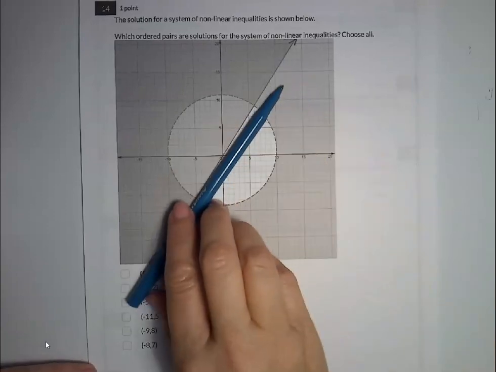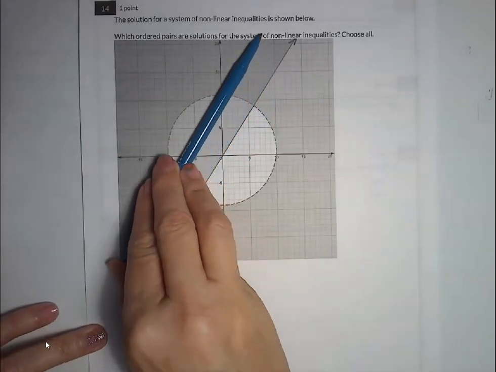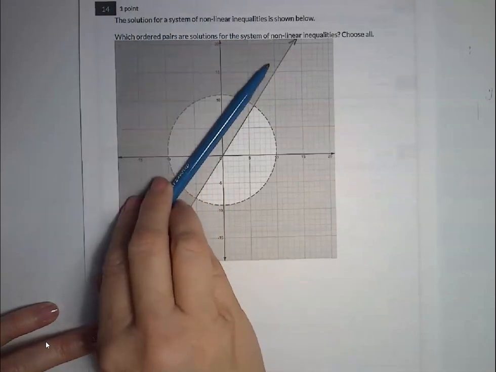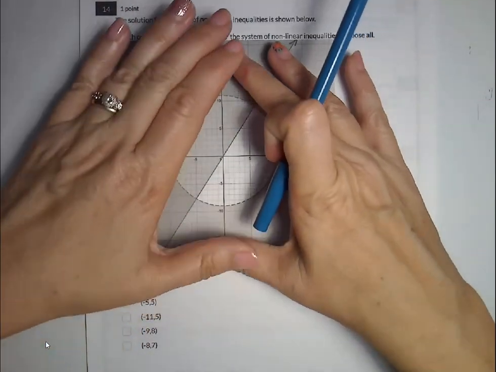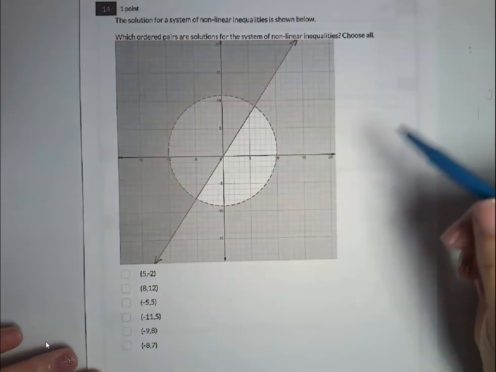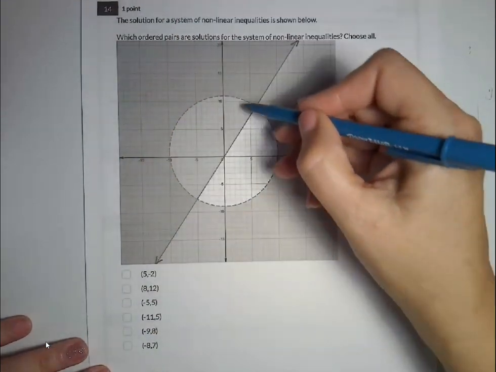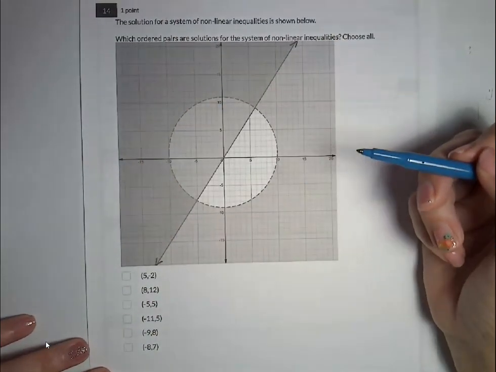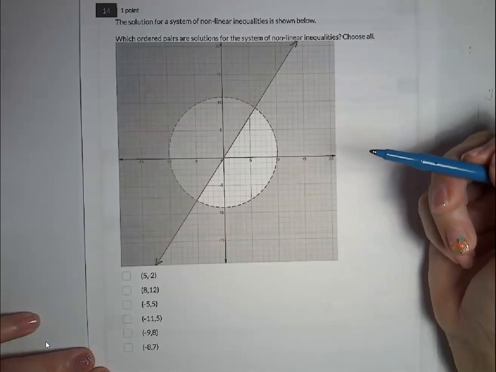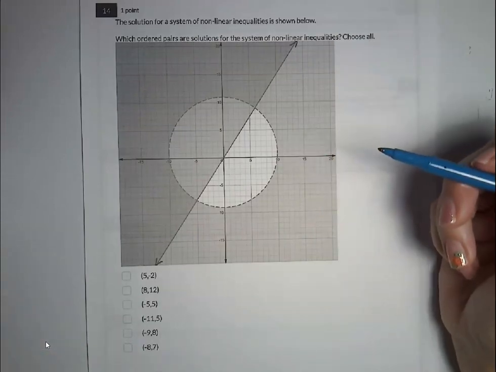Remember, for the first inequality, everything on this side is a solution. For the second inequality, everything outside the circle is a solution, but not including the edge of the circle. That's why it's dashed. The solution for a system means that it has to be in both solution sets. So let's look and see.